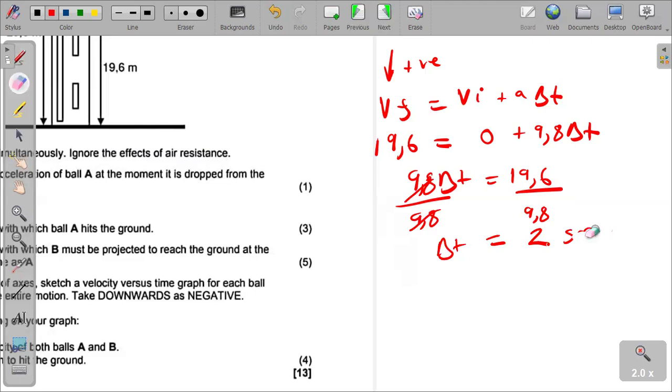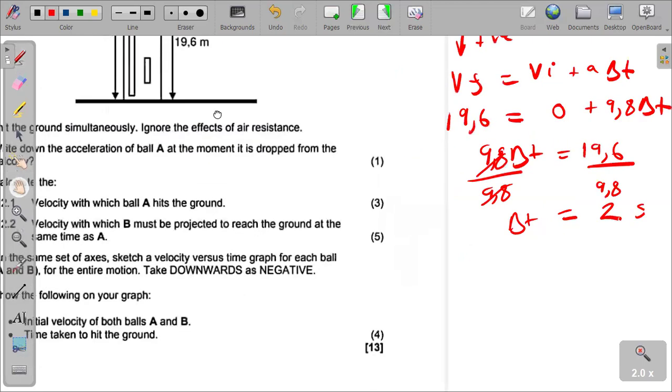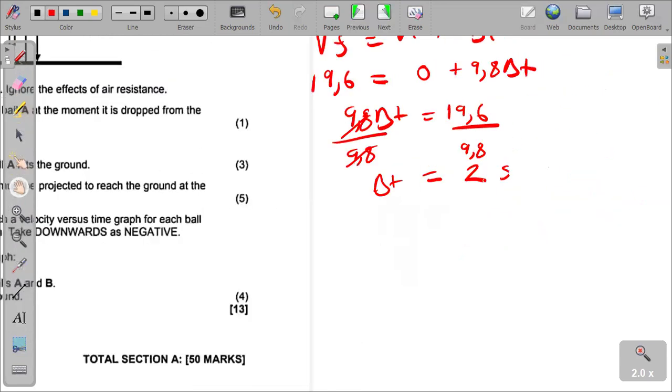Apparently, this is also the time for ball B. So we take that time and we go to ball B to try and identify the velocity that ball B was projected with. So using the equation, delta Y is equal to VI delta T plus half A delta T squared. We can still identify it, knowing very well that it's not the only option we have, of course.